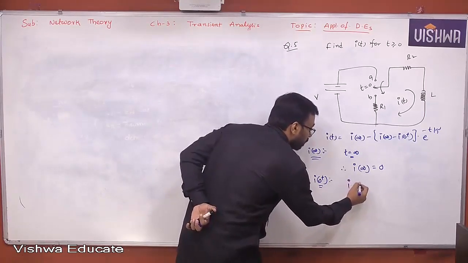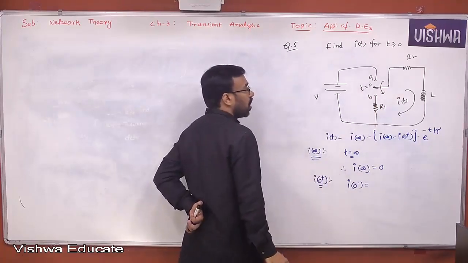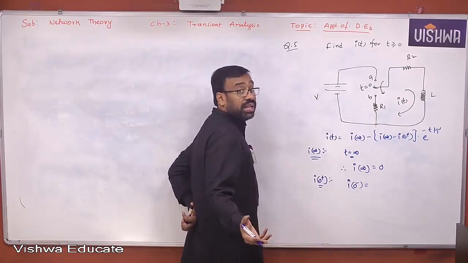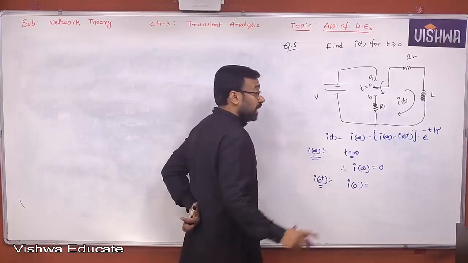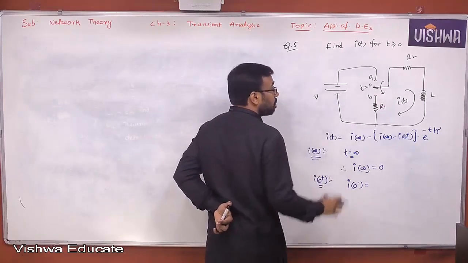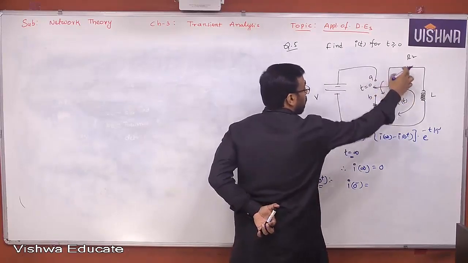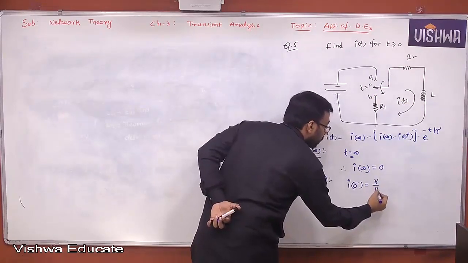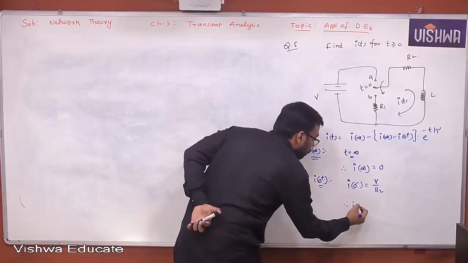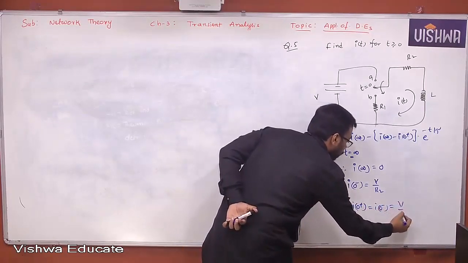Therefore, now what is actually t equal to 0 minus? When you find I of 0 minus, the switch is placed at A for a long time, because we are experts now in finding the initial conditions, yes or no? For that you require t equal to 0 minus. The switch position is at A for a long time, and the inductor is acting like a short circuit. V by R2 is the current. Therefore, I of 0 plus is equal to I of 0 minus, nothing but V by R2.